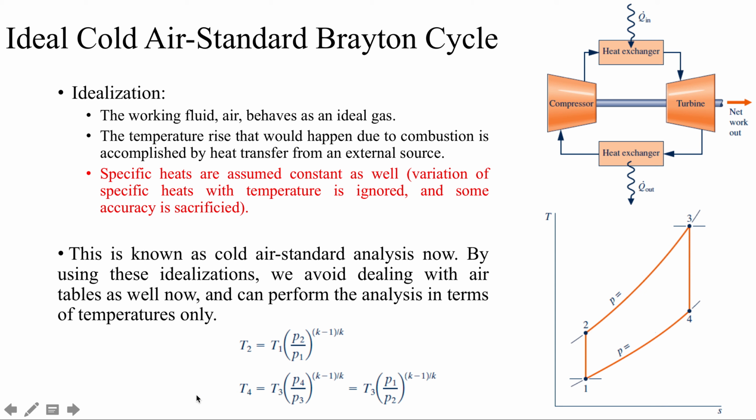So you could use these two equations if you don't have temperatures given to you to find out the temperatures, and then go ahead and do the entire process to find out the work done, the heat contents, the thermal efficiency, and the back work ratio.